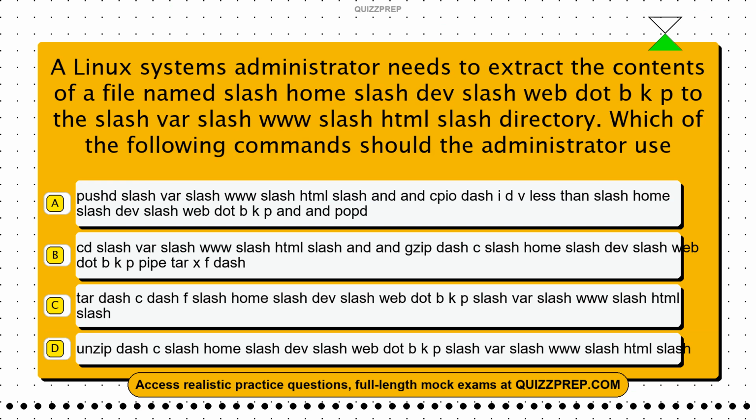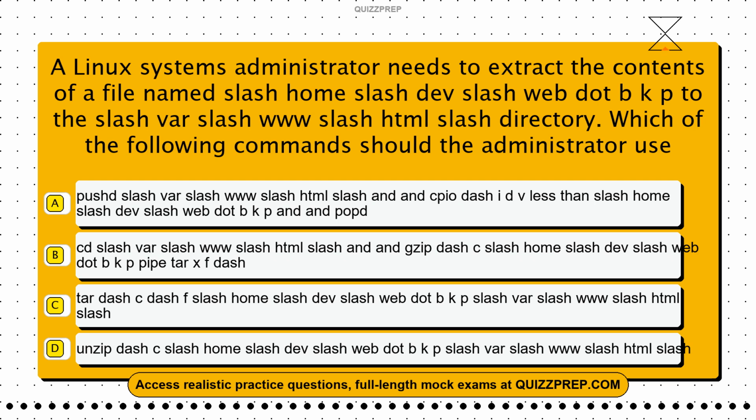Question 3. A Linux systems administrator needs to extract the contents of a file named /home/dev/web.bkp to the /var/www/html/ directory. Which of the following commands should the administrator use? Option A, pushd /var/www/html/ && cpio -idv < /home/dev/web.bkp && popd. Option B, cd /var/www/html/ && gunzip -c /home/dev/web.bkp | tar xf -.